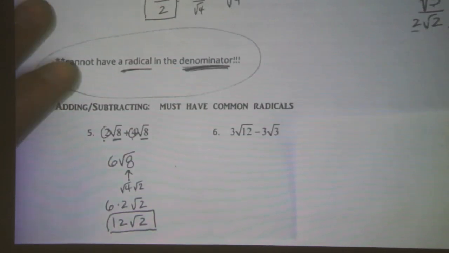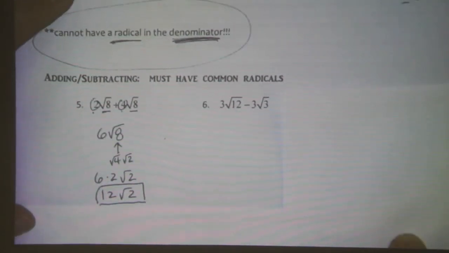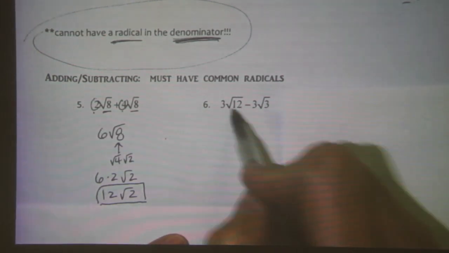Now let's look at a problem that doesn't have like radicals. 3 root 12 minus 3 root 3. I cannot combine these the way they are, but all hope is not lost. I can fix this guy right here.